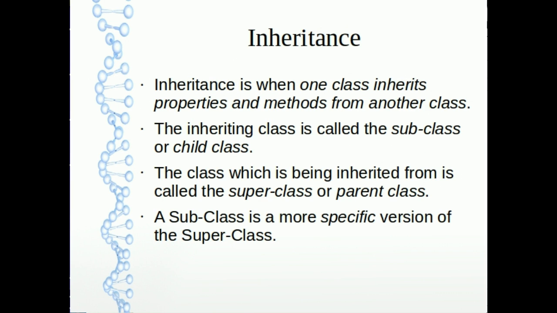Inheritance is when one class inherits properties and methods from another class. The inheriting class is called the subclass or child class. The class which is being inherited from is called the superclass or parent class, and a subclass is a more specific version of the superclass, which will become clear as we look at some examples.